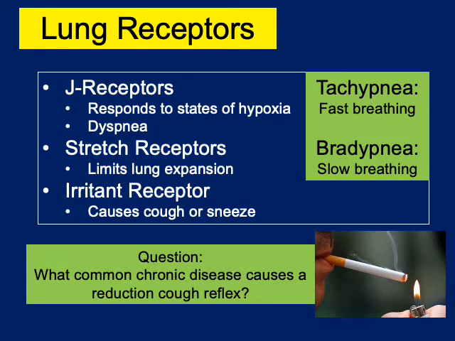So the lungs themselves have receptors inside them to respond to various circumstances. One, the J receptors, they respond to states of hypoxia. Remember what we talked about earlier, hypoxia is the state of low oxygen in the tissues. And dyspnea is a sensation of shortness of breath. It's a subjective feeling the patient's going to complain of. If someone says, "I can't catch my breath," that person has dyspnea. Stretch receptors, exactly what it sounds like. They help to limit the amount that the lungs can stretch so that they don't damage themselves. And we have what's called irritant receptors inside the lungs as well.